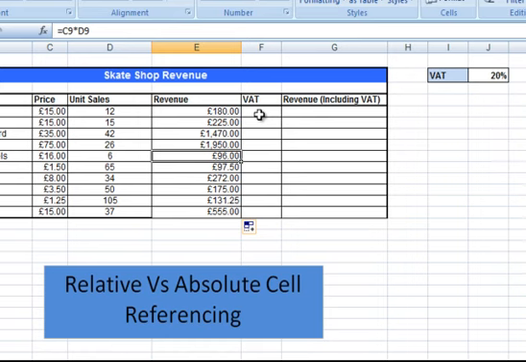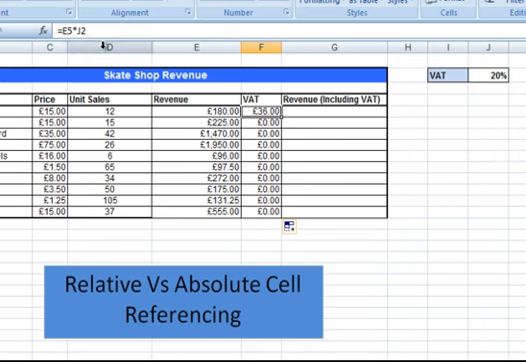Now, slightly different with absolute cell referencing, our VAT rate is 20%. So we need to find 20% of £180 for the first formula. So we do equals 180 multiplied by 20%, which will give us 36. Now if we try to copy this formula down in the same way we did earlier, it doesn't look like it seemed to have worked.